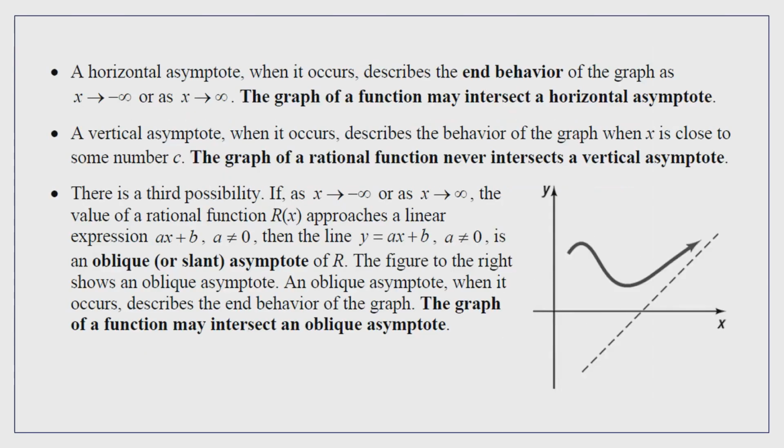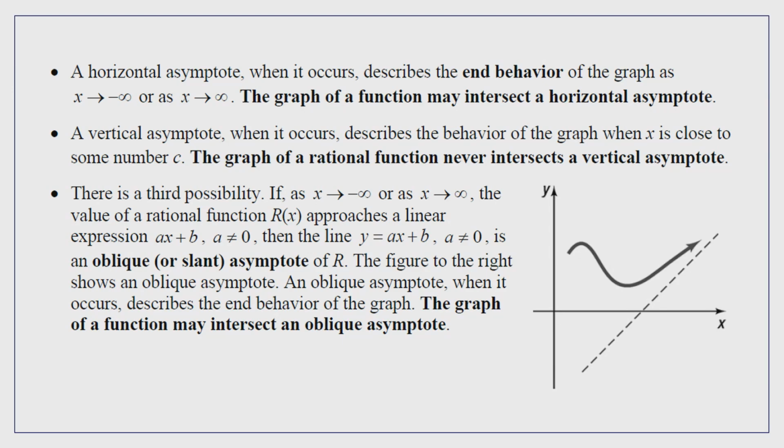So in summary, a horizontal asymptote, when it occurs, describes the end behavior of the graph as x is approaching negative infinity or as x is approaching infinity. So the graph of a function may intersect a horizontal asymptote. Now, a vertical asymptote, when it occurs, describes the behavior of the graph when x is close to some number c. So the graph of a rational function never intersects a vertical asymptote.